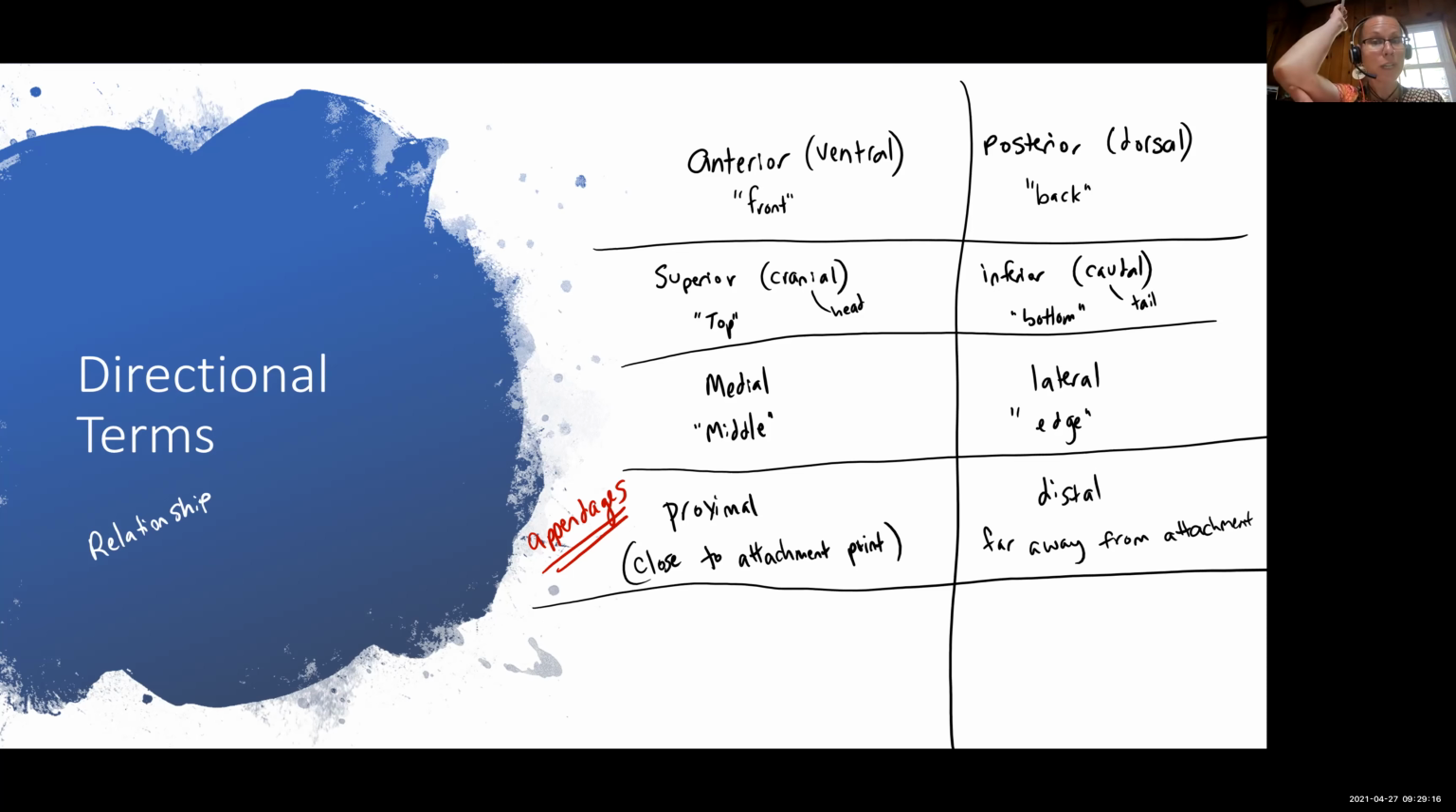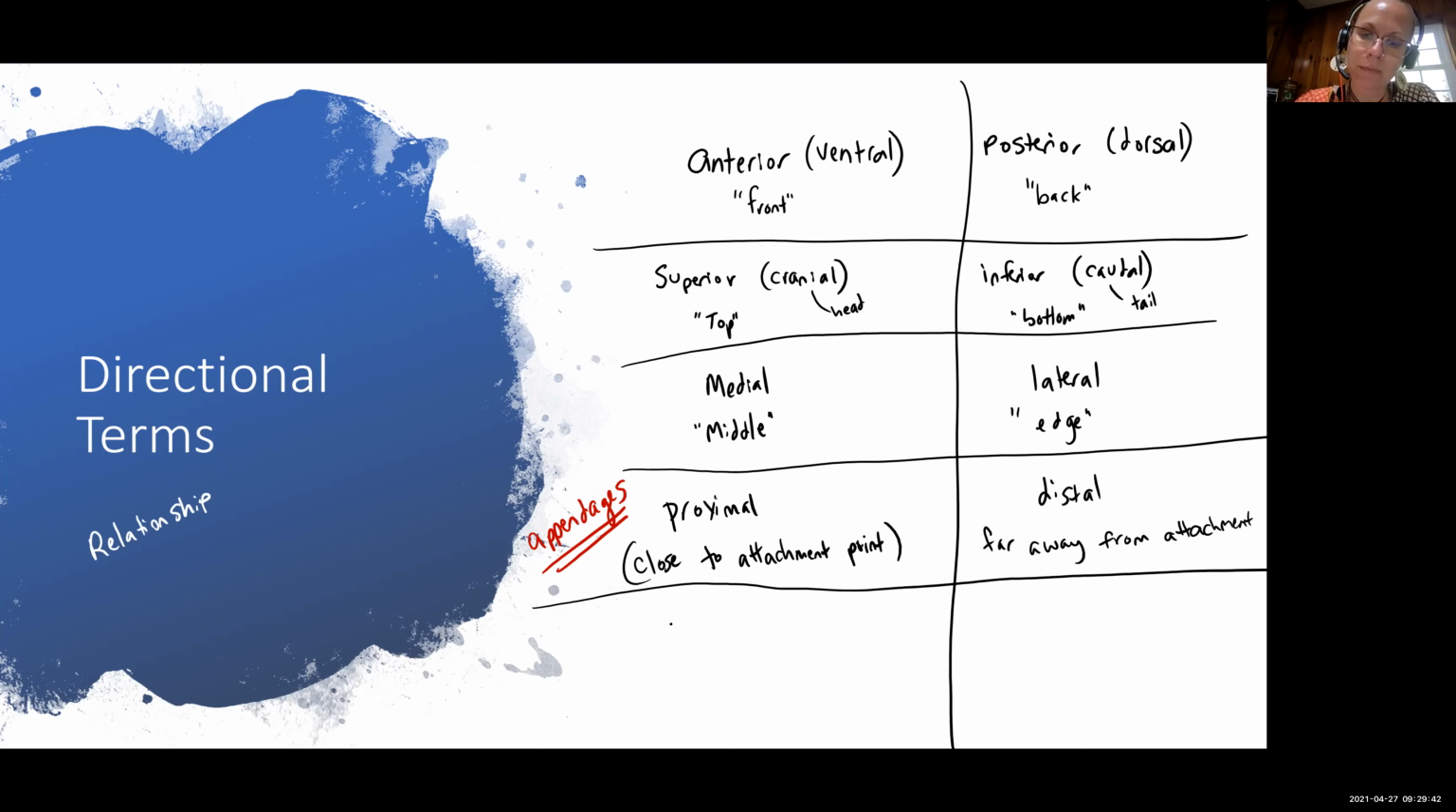So how do we know? The elbow can be classified both ways. It depends on the relationship. So if I'm comparing my elbow to my shoulder, it's more distal. If I'm comparing my elbow to my fingers, it's more proximal. Okay, so it's a relationship term.